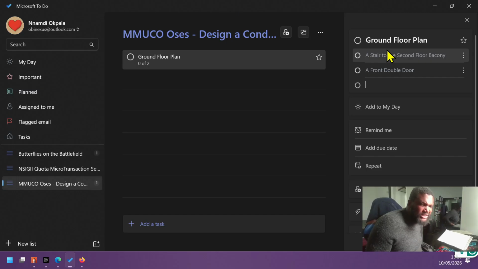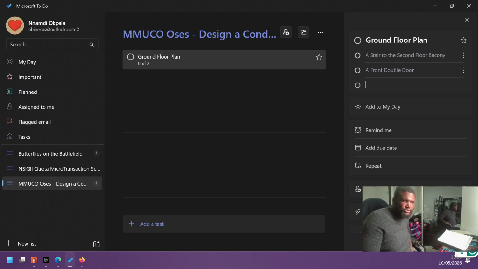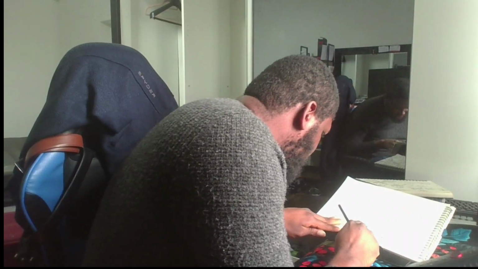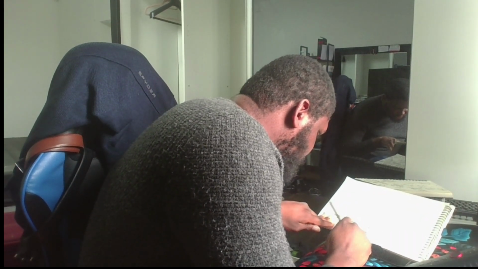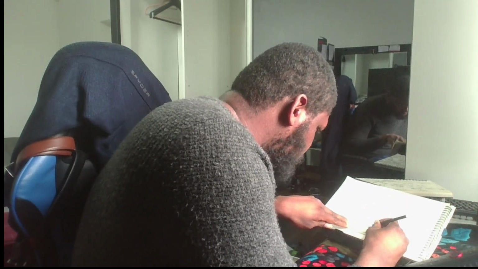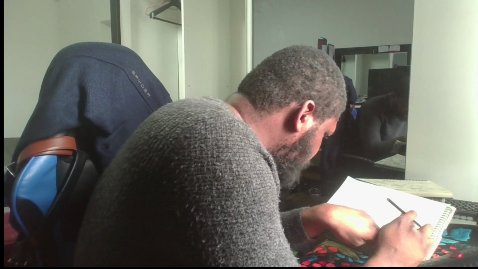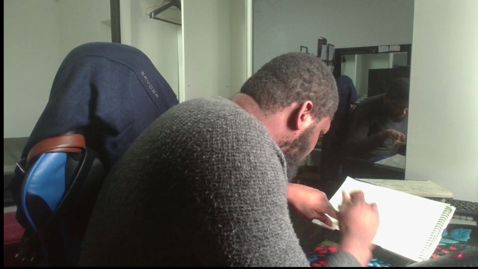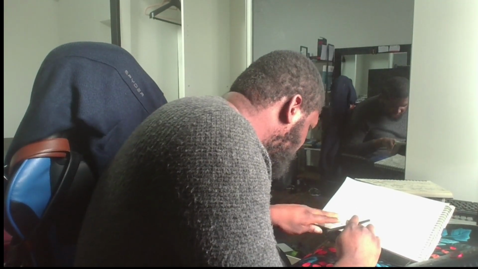So let me try to plan this properly. Let me start with the door. The door will be here. So centimeters, let me do 15, 5. 20 divided by 4 is 5. That's 5 to 5, basically.